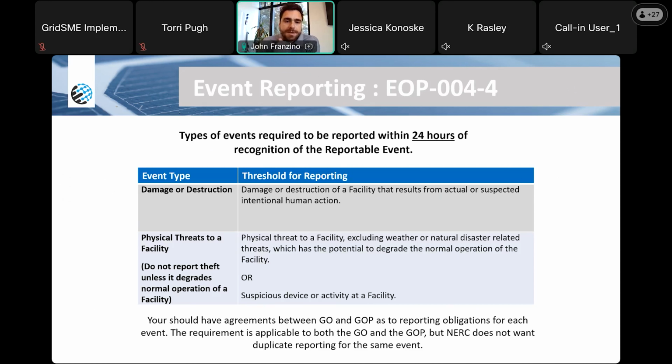One thing to note is that, again, because this standard is applicable to both a GO and GOP, you definitely want to make sure there's coordination between the two entities, because we don't want to double report on the same event. So ensure that we understand, depending on where the event occurs, whether it's at the generator or the control center, and the type of event impact, that there's coordination between the GO and GOP about who's leading reporting for that event if it does meet the reporting threshold.